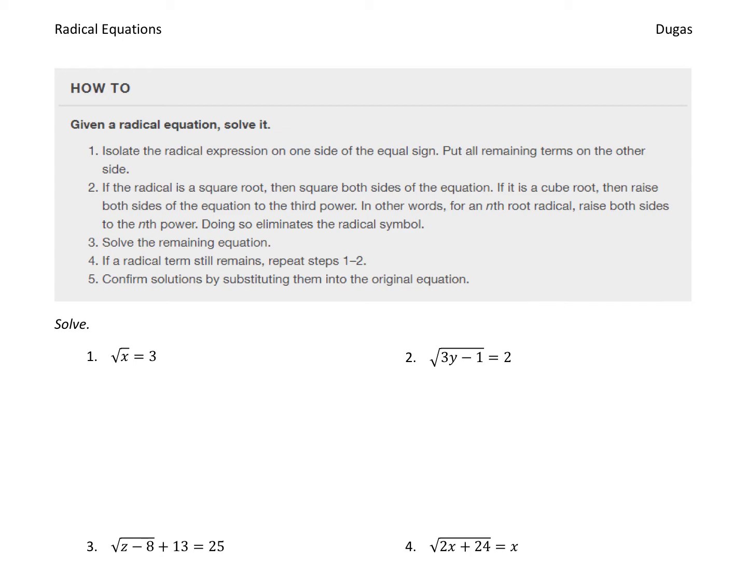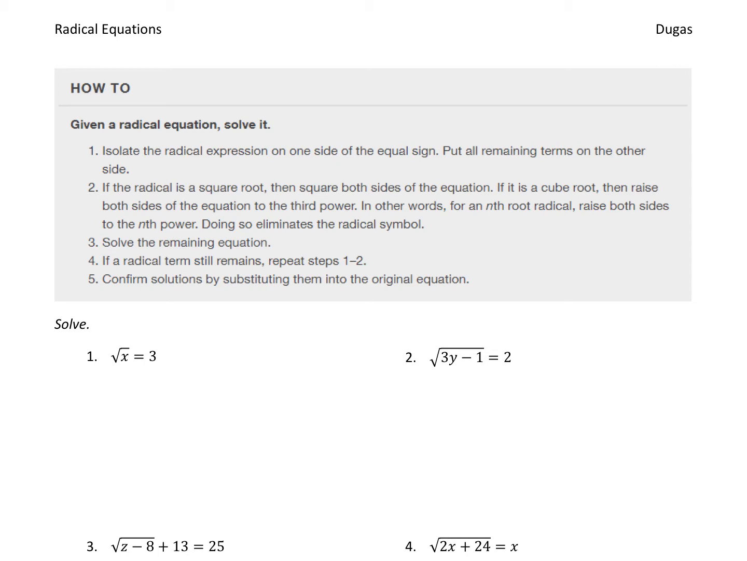So the first thing you want to make sure you do is you isolate the square root or the radical on one side of the equal sign. So in other words, get the square root by itself. Get the radical by itself. If the radical is a square root, then you square both sides of the equation.